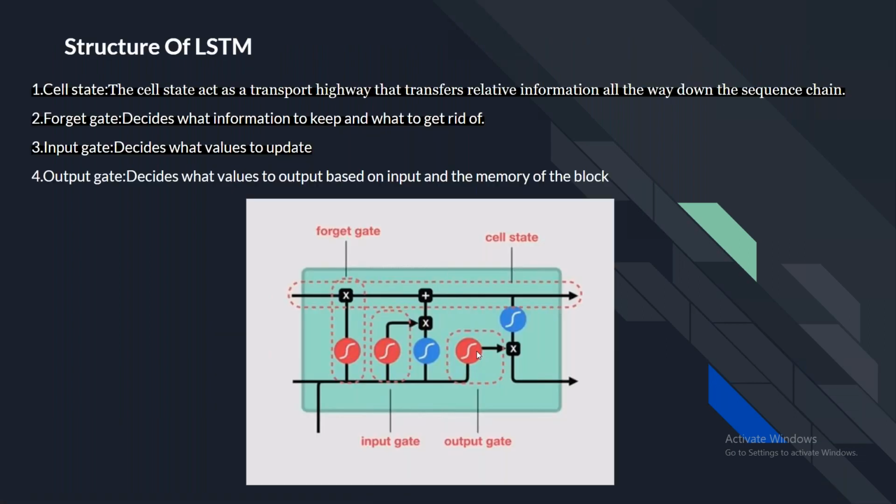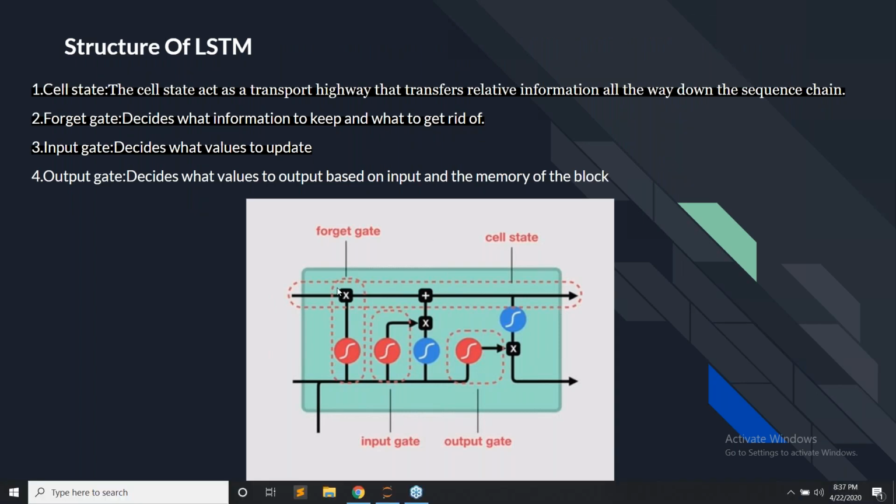Okay, so here we have the structure of LSTM. The first thing is the cell state. This is basically the memory of the cell. This is the forget gate, this is the input gate, and this is the output gate. The cell state acts as a transport highway that transfers relevant information all the way down the sequence chain. It is common for all the cells.